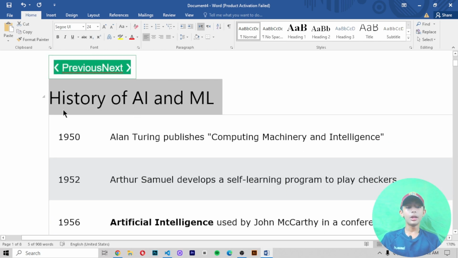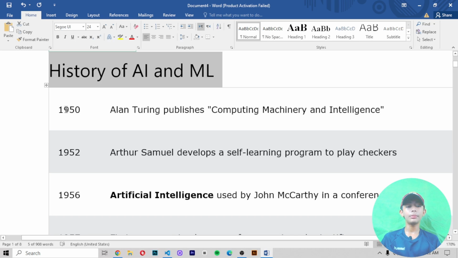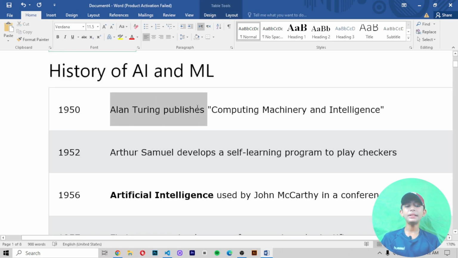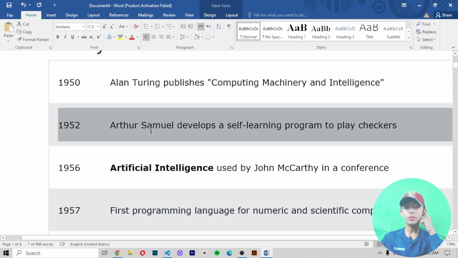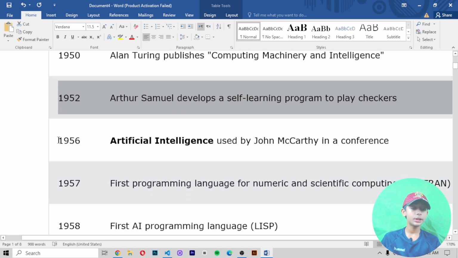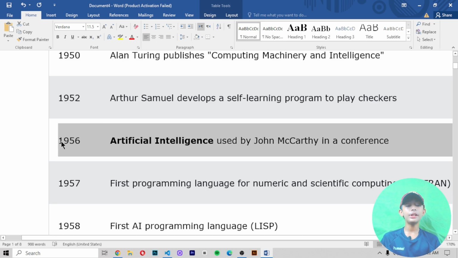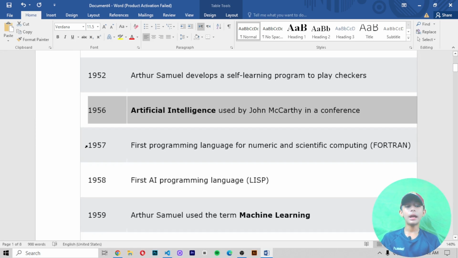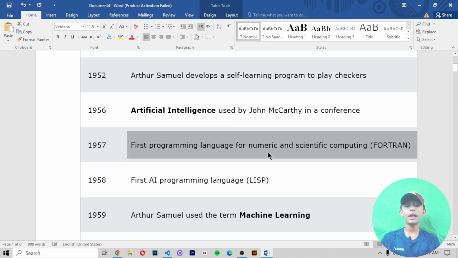So let's hear about it. History of AI and machine learning. AI means artificial intelligence and ML means machine learning. In 1950, Alan Turing published Computing Machinery and Intelligence. In 1952, Arthur Samuel developed a self-learning program to play checkers. In 1956, the term artificial intelligence was used by John McCarthy at a conference. In 1957, Fortran, the first programming language for numeric and scientific computing.